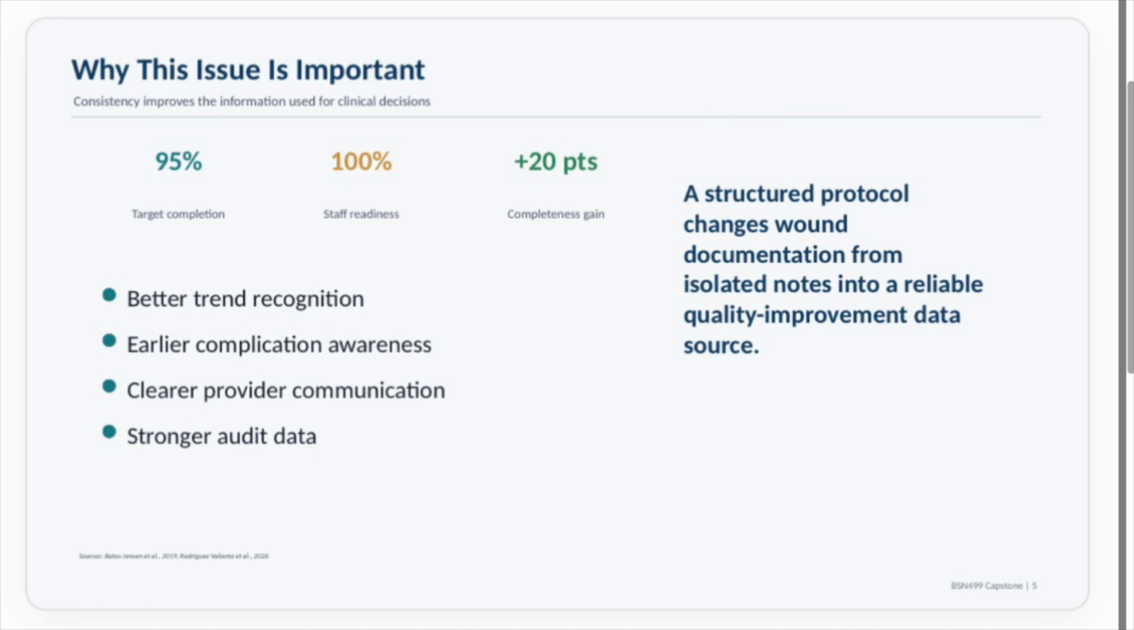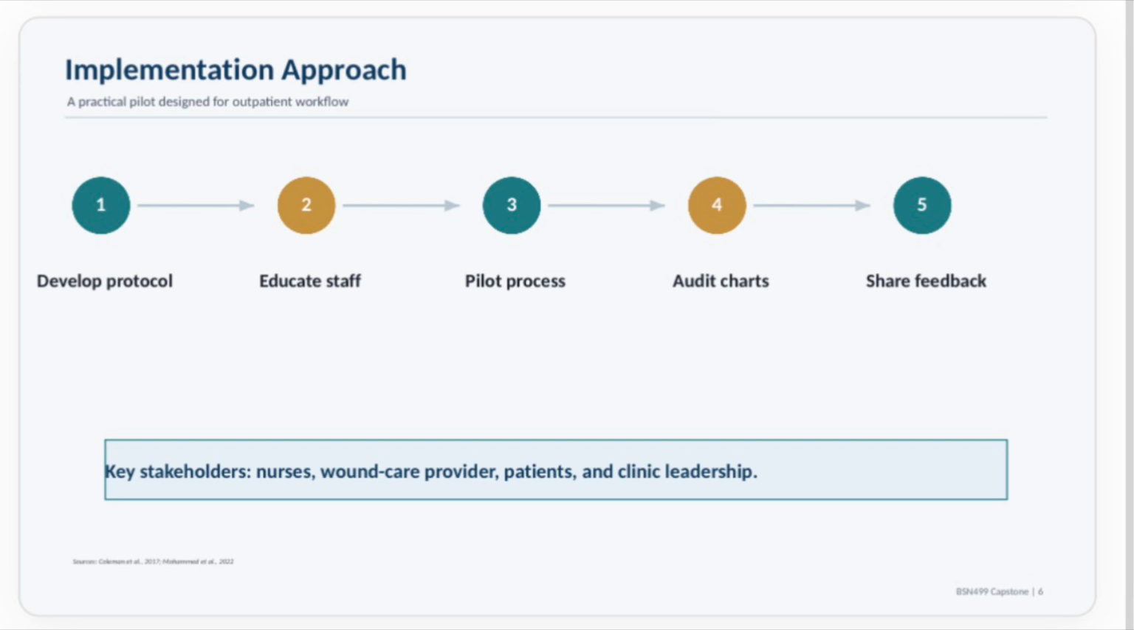The proposed objectives are measurable and practical. First, all staff expected to use the protocol will complete education and competency validation before implementation. Second, at least 95% of eligible visits will contain a completed standardized assessment. Third, the mean documentation completeness score will improve by at least 20 percentage points from baseline. Bates-Jensen et al. support the value of training for consistent assessment, and Rodriguez, Valiente et al. show that gaps in education, confidence, and organizational support can affect wound care practice.